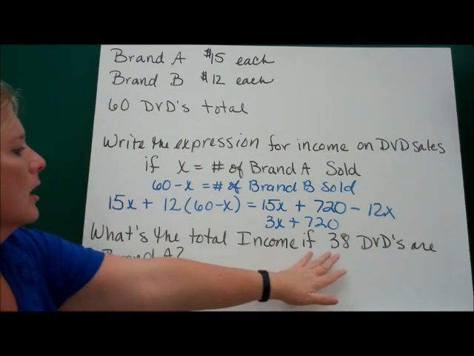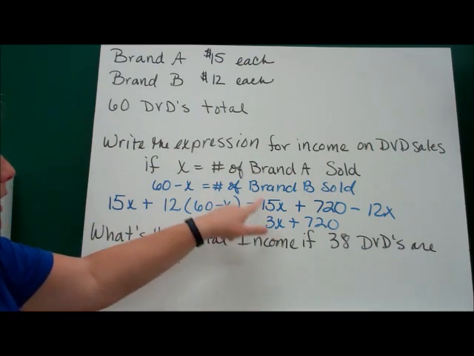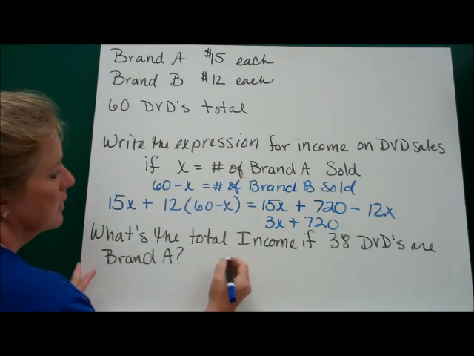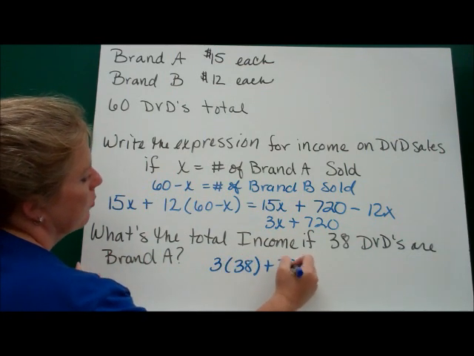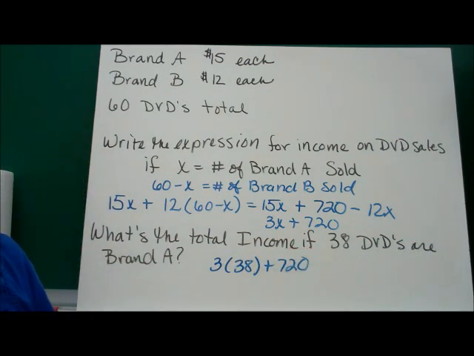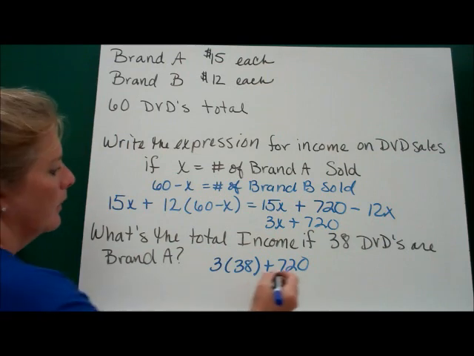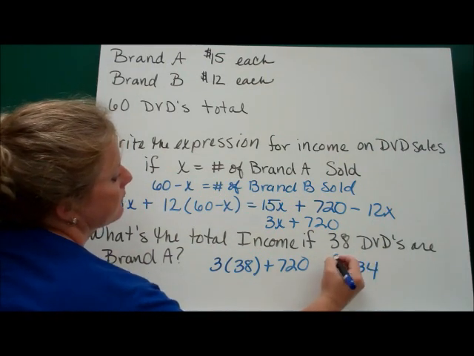Now, what's the total income if 38 DVDs are brand A? Well, X represents brand A, so we plug it in. The total income is going to be 3 times 38 plus 720. And I don't mind one bit, like I said. Total income is $834.